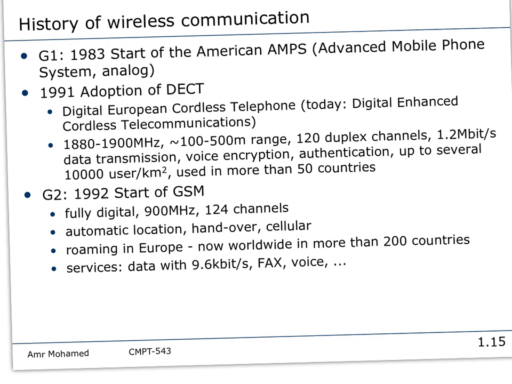So they actually standardized DECT standards in this frequency range, 1880 to 1900. Within that frequency range, they divided the big range into 120 channels, right? So a user can use a channel to communicate at any point in time. These channels are separate, so there's no interference between them.